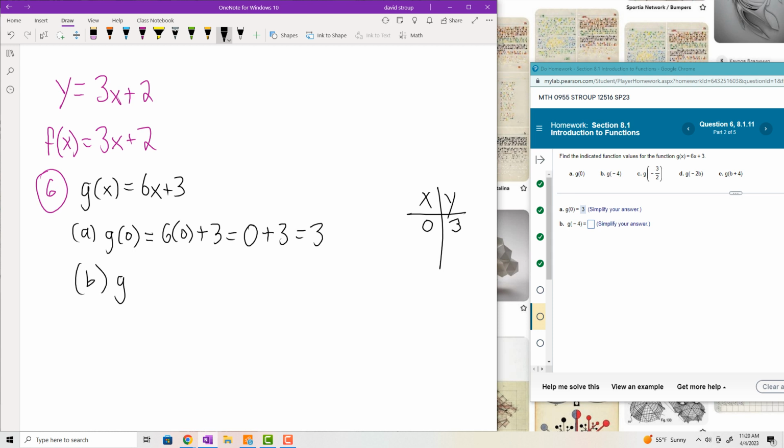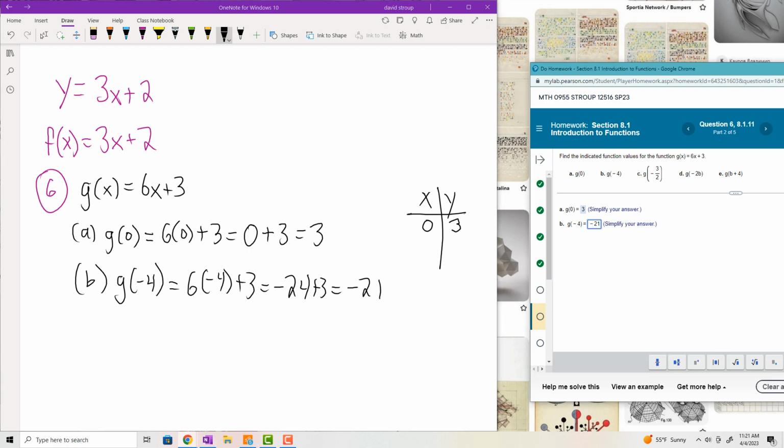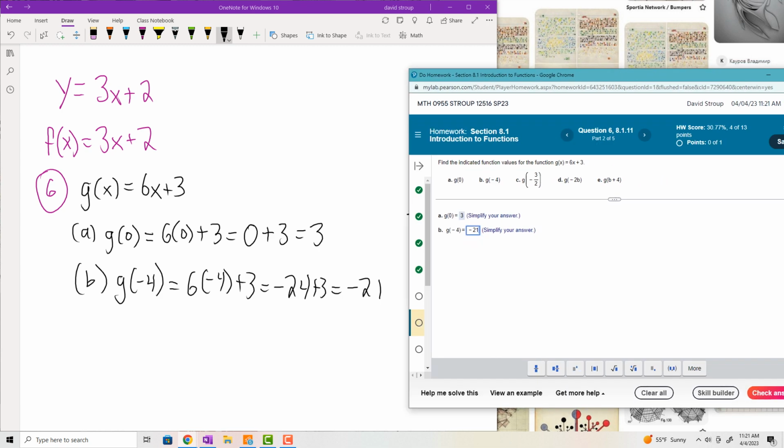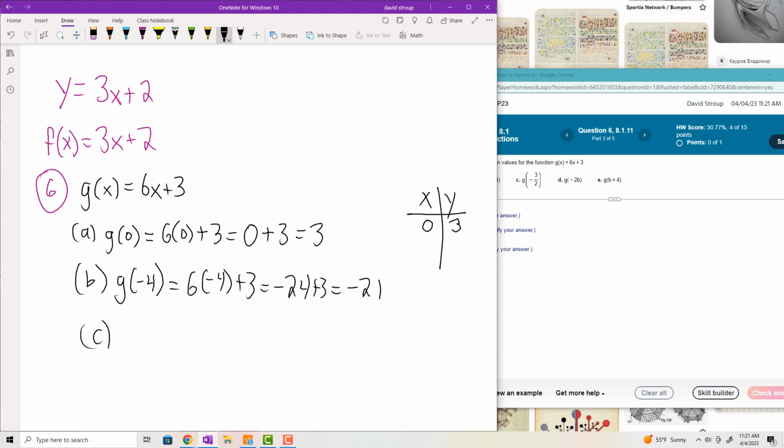Let's look at part B. They want you to put -4 in for x. So that's going to be 6 times -4 plus 3, which is -24 plus 3, which is -21. So you just go -21 here. Check it out. Part C, we have g of -3/2. So again, I'm plugging it in for x. I have -3/2 in for x, and then plus 3.